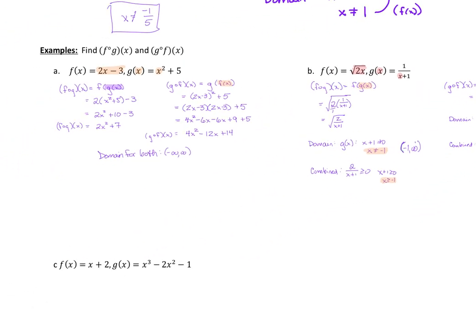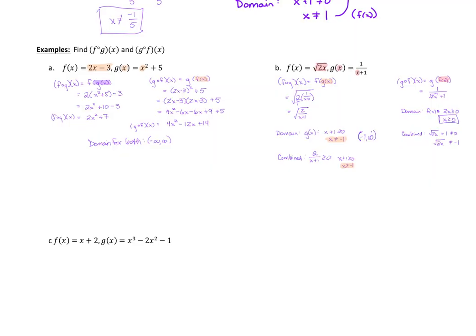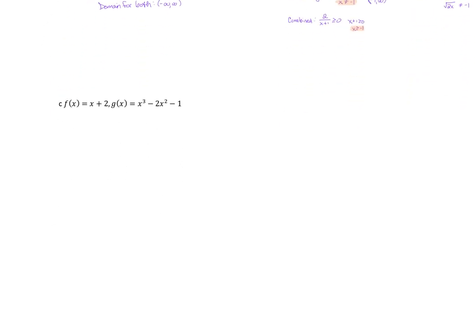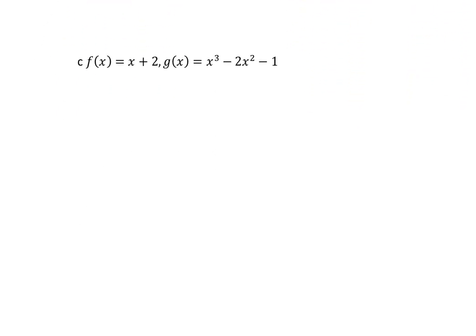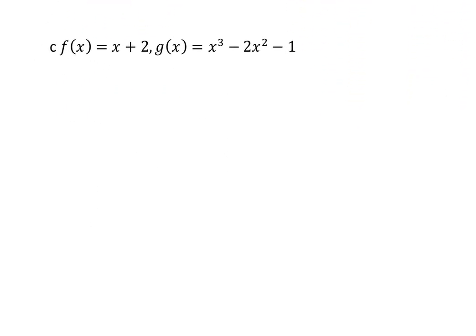All right, that takes care of the first two. We've got one more. All right, for example C, we have f of x equals x plus 2, g of x equals x cubed minus 2x squared minus 1.